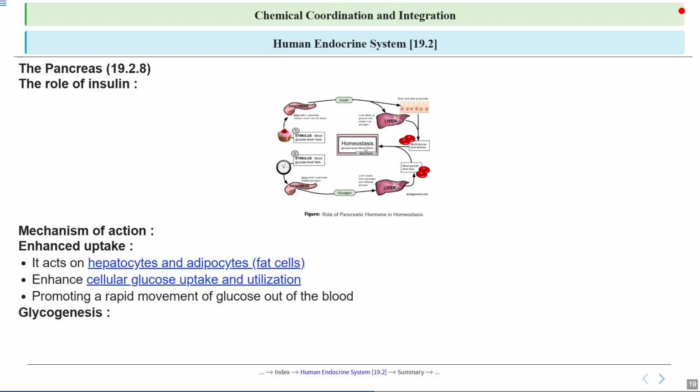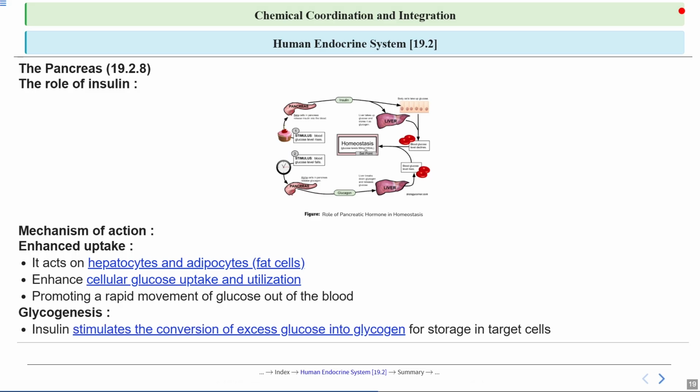Glycogenesis. Genesis means formation. Okay, so it is a process by which the body converts excess glucose into glycogen, which is a storage form of glucose primarily in the liver and muscle cells, and it helps in maintaining stable blood sugar levels and providing energy when needed. This occurs when there is an excess amount of glucose in the bloodstream, usually after a meal, and it involves the addition of glucose molecules to form glycogen, which is then stored in cells for later use. So, insulin stimulates the conversion of excess glucose into glycogen for storage in target cells.